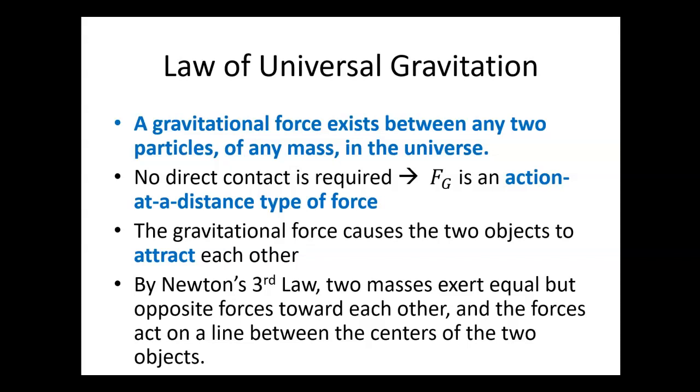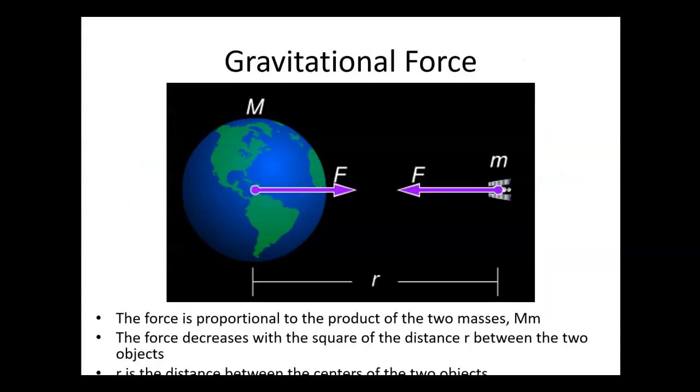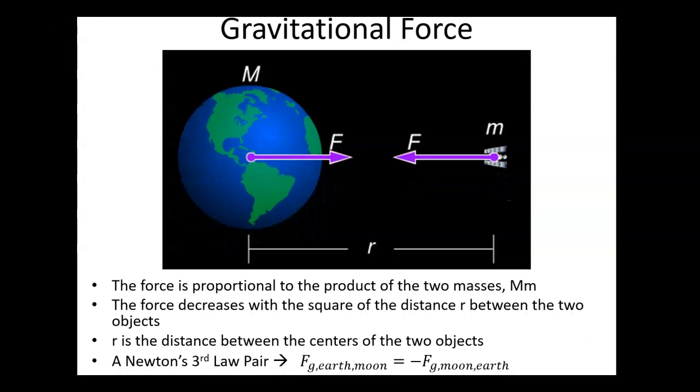And by Newton's third law, the two masses exert equal but opposite forces on each other, and those forces act on a line between the centers of the two objects. So here is an example of the Earth exerting a gravitational force on the moon. From the center of the Earth to the center of the moon, if you imagined a line connecting those two centers, the forces are acting along that line.